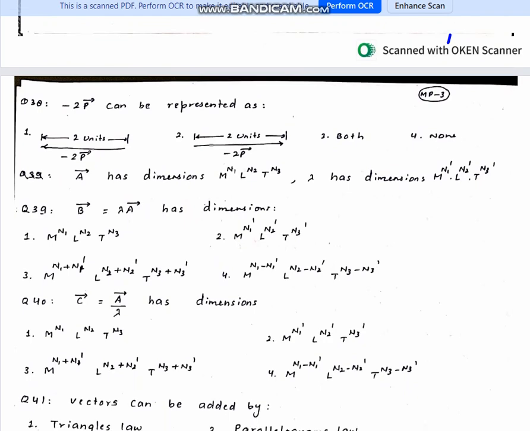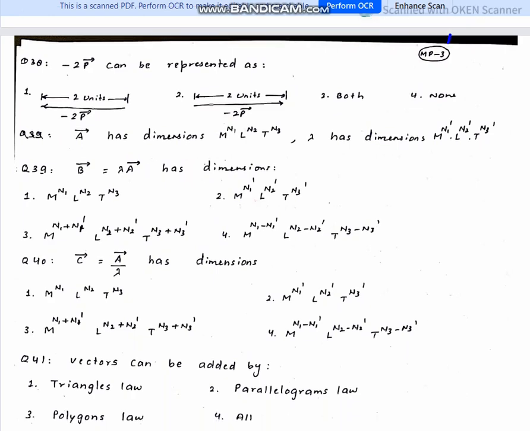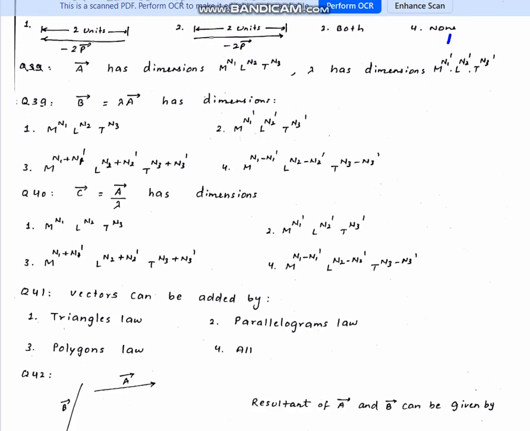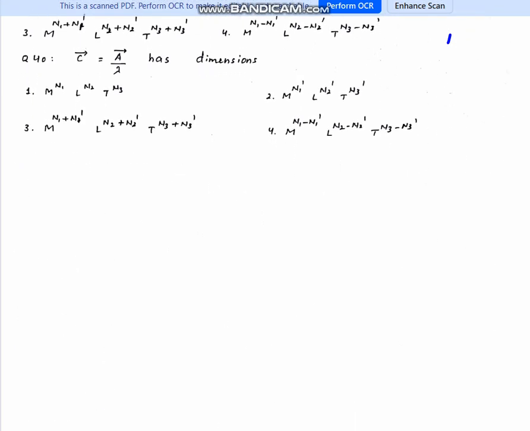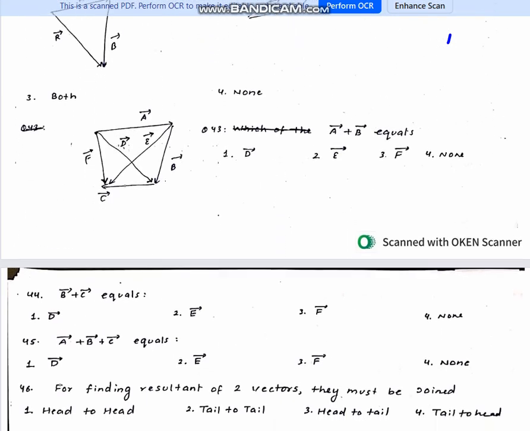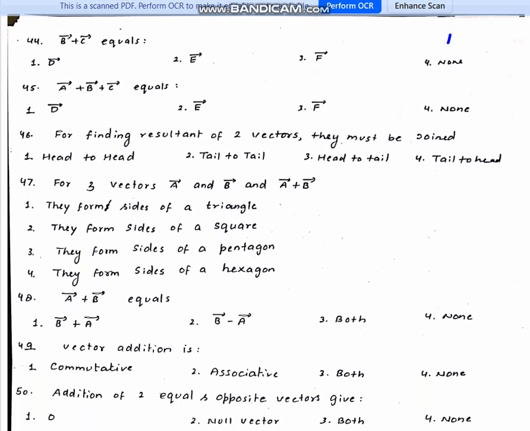We have a vector A having a certain dimension, and B is lambda A, which has dimensions. So there is a relation between dimensions and vector. Then we have another question based on dimensions of vectors. Then we have addition of vectors, then triangle law, then addition of vectors in different combinations. Then we have resultant.